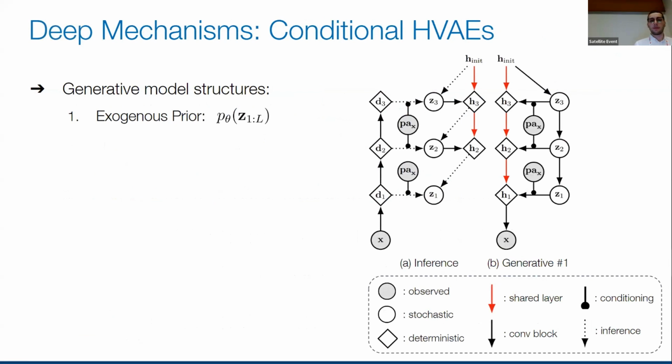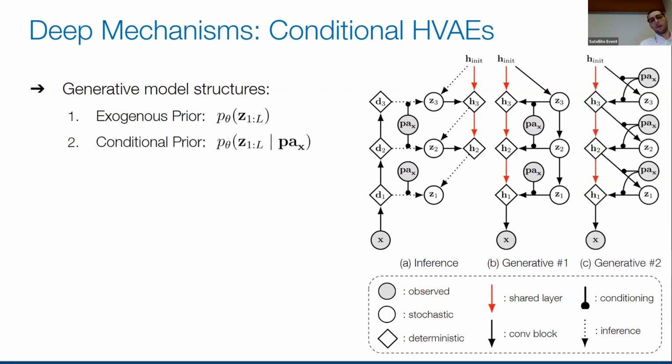Okay, so let's talk about some of the practical conditional hierarchical VAEs we've been using as deep causal mechanisms. In the figure there, we have the inference model, or the encoder, on the left-hand side. And then we have the generative model, which is the decoder, on the right-hand side. And in this case, we show an exogenous prior. So this just means that latent variables in this three-layer example are independent of the parents, or independent of anything that is observed.